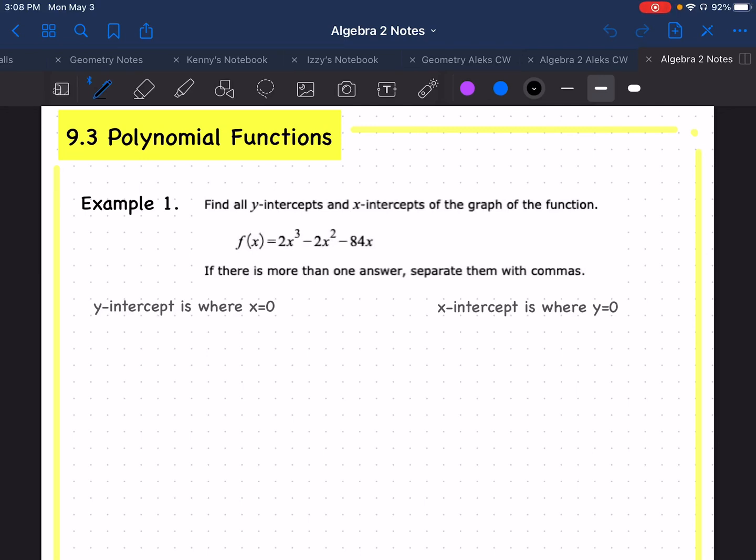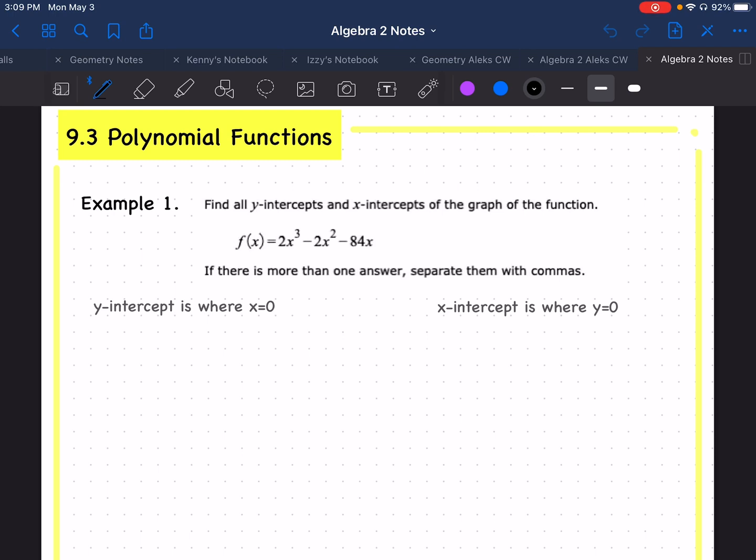Today's lesson is 9.3, Polynomial Functions. Let's go ahead and get started with example 1. They're asking us to find all the y-intercepts and x-intercepts of the graph of the function below.